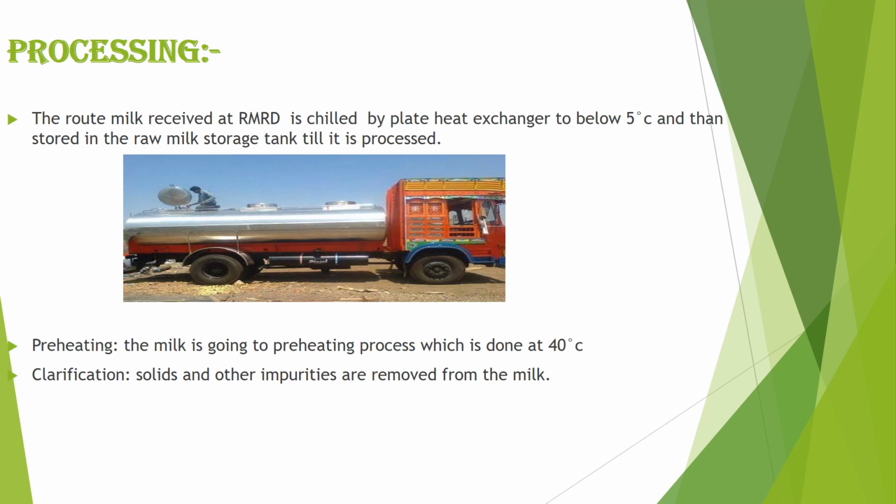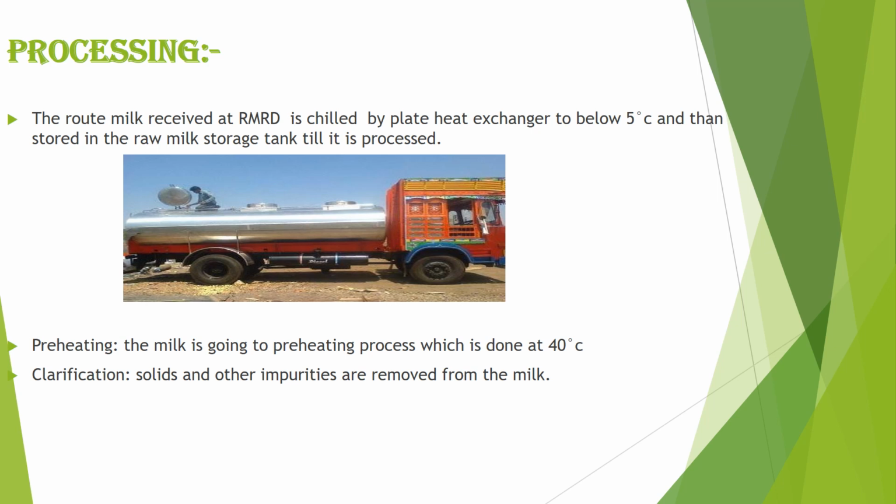Going to the processing of milk, the raw milk is received at RMRD. RMRD is the raw milk section, where the milk is chilled by the plate heat exchanger to below 5 degrees centigrade and then stored in the raw milk storage tank till it is processed. Before processing, the raw milk is tested.